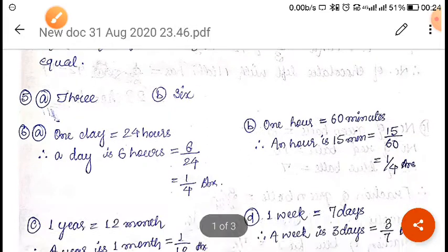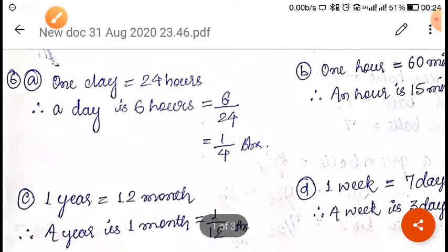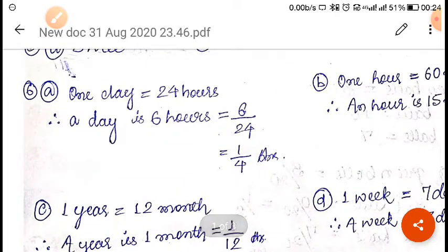Now question number 6 is a little bit tricky. You have to concentrate here. They are asking to write a fraction of a day in 6 hours. So a day in 6 hours means what? You have to write a fraction between 6 hours and a day.